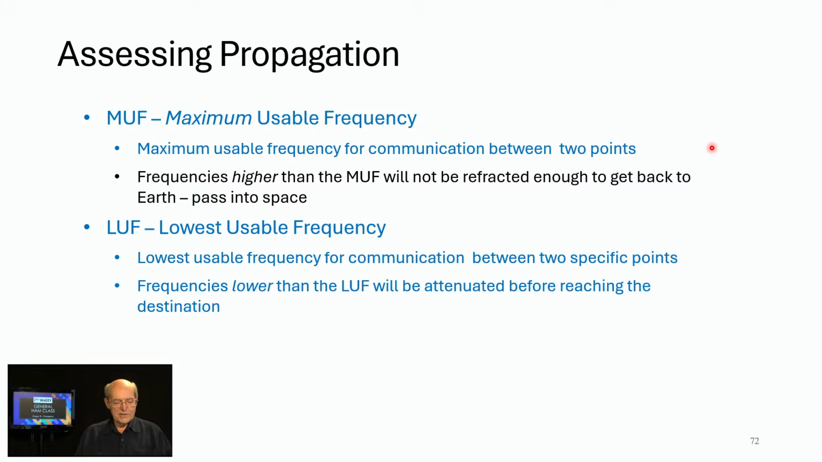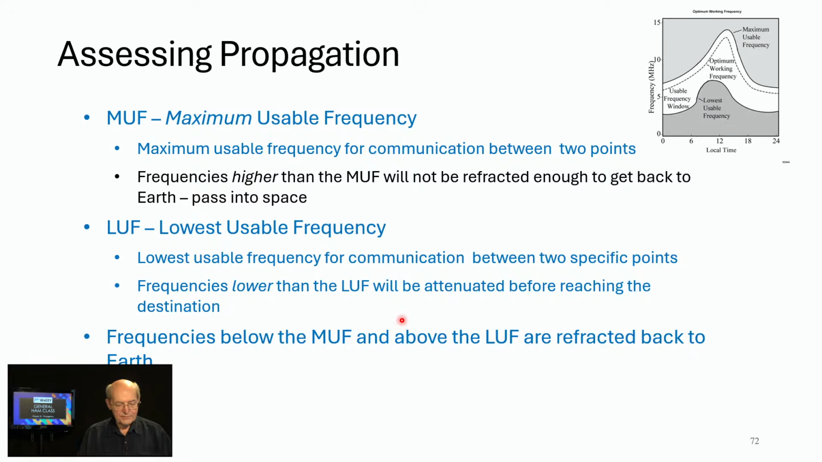Lowest usable frequency, if you think about that for a second, that means if you were lower than the lowest usable frequency, the signal wouldn't get through. All right, let's look at the pool context. Lowest usable frequency for communication between 2 specific points. Frequencies lower than the LUF, lowest usable frequency, will be attenuated before reaching the destination. That's not too bad so far. It's real easy to get these confused.